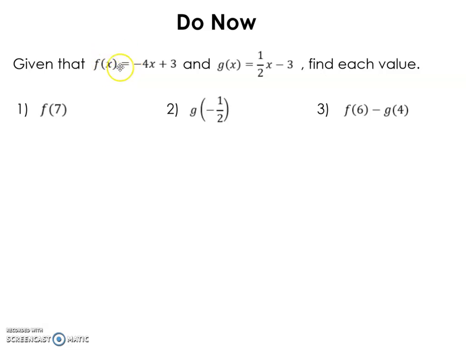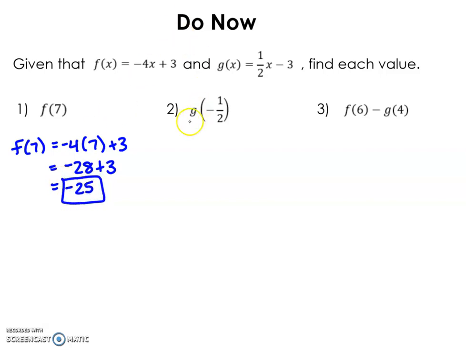So given that you have two functions, f of x and g of x, find each value. So if we want to find f of 7, I have to use the f function, and I'm going to plug in 7 every time I see an x. So f of 7 is going to equal -4 times 7 plus 3. So this is going to be -28 plus 3, and I end up with -25.